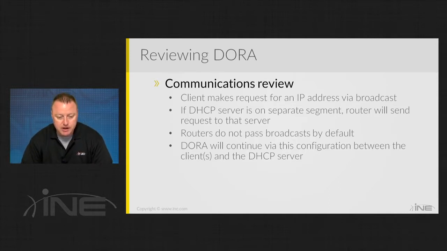So remember, communications review, the client will make a request for an IP via a broadcast. The DHCP server on a local segment will reply back. If it's on a separate segment, the router will need to participate. It will need to act as a relay agent. Remember that routers do not do this by default. It will have to be configured. And you can watch DORA, discover, offer, request and acknowledgement, each step, so that you can check the capture to see if in fact this did work.